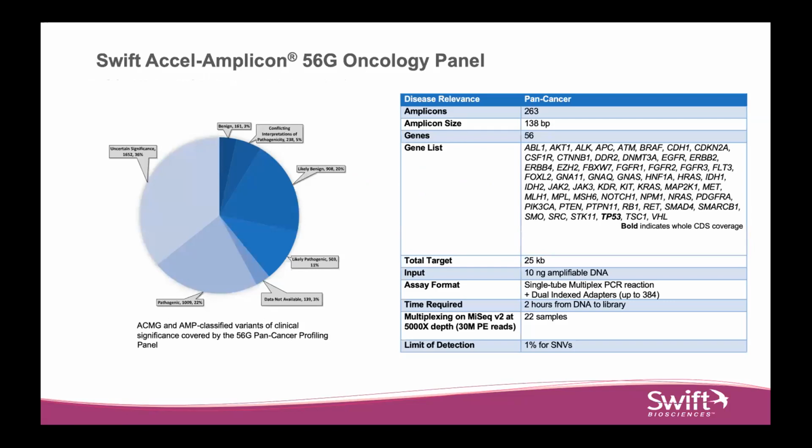This is just a quick snapshot of the 56G panel. This is also available in the data sheet for this product on our website. We're just showing you which genes are there. You can look at the amplicon size and average of 138 base pairs, which confirms that it will be compatible with liquid biopsy samples like cell-free DNA, as well as degraded tumor samples like formalin-fixed paraffin-embedded samples.